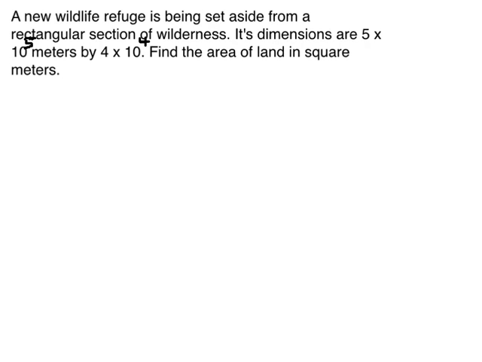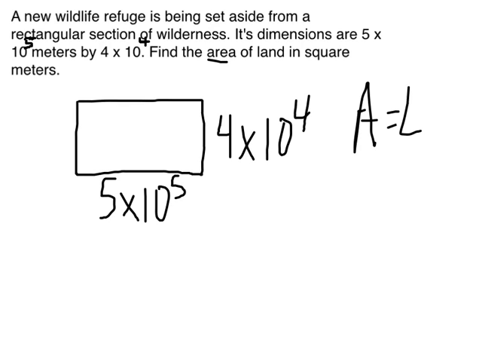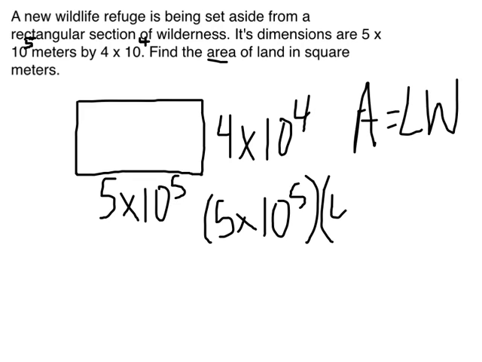Well, the first thing I heard was rectangular, so I'm going to draw myself a nice little diagram. It told me my dimensions were 5 times 10 to the 5th, and 4 times 10 to the 4th, and it's asking me to find the area. So I'm thinking to myself, area is length times width, so this has to be multiplication. I'm going to set up my problem: 5 times 10 to the 5th times 4 times 10 to the 4th.